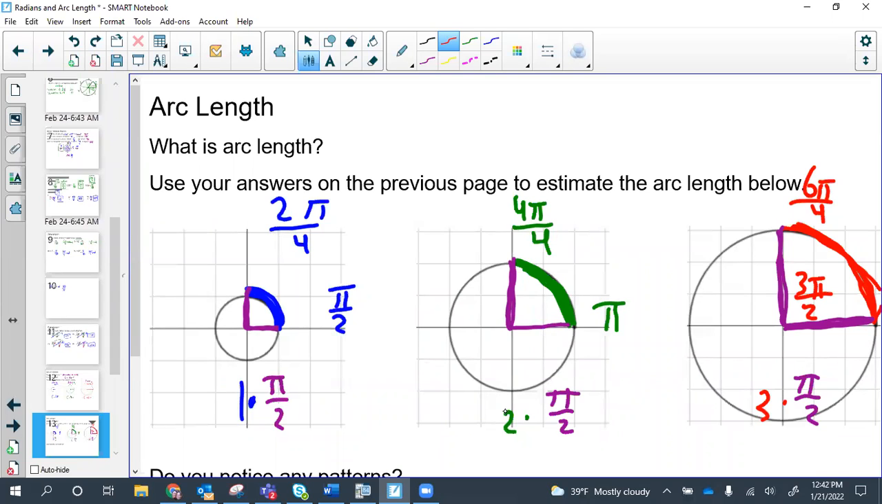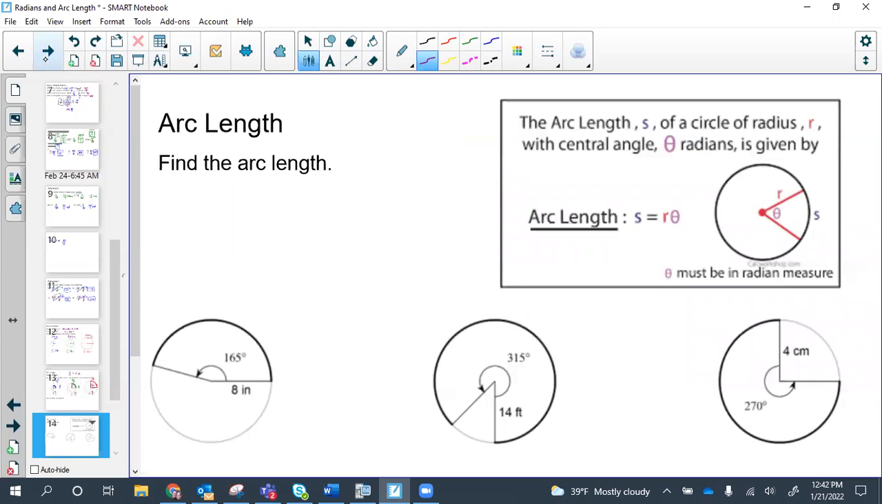Radius 2 times your angle, 2 times pi halves, the 2's cancel, is just pi. Here, 3 times pi halves is 3 pi halves. And so what we've discovered here, guys, is our formula for arc length: S equals r theta. Now, if you're like, what does that even mean? Let me go to your next page. This is your formula for arc length.